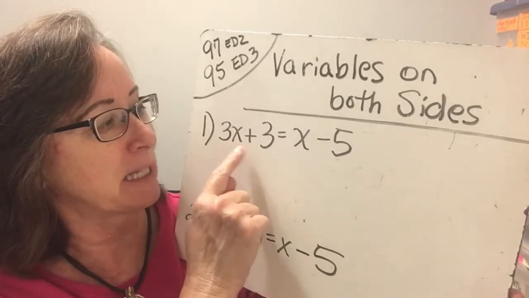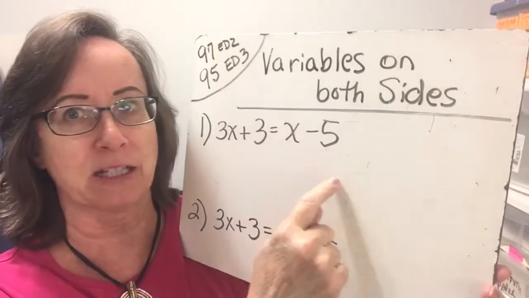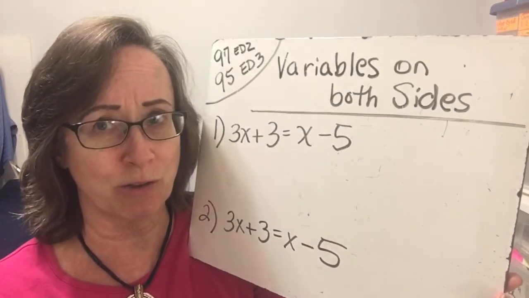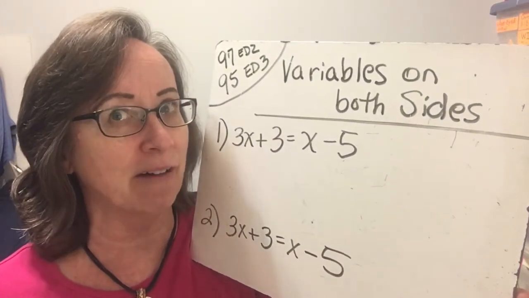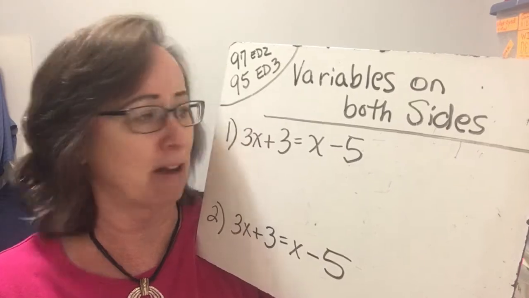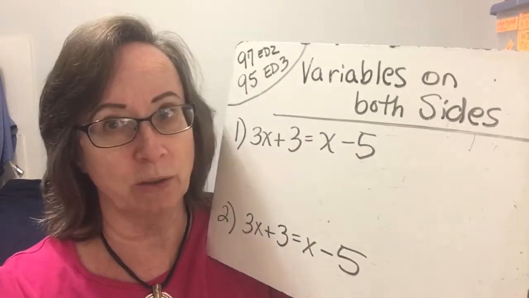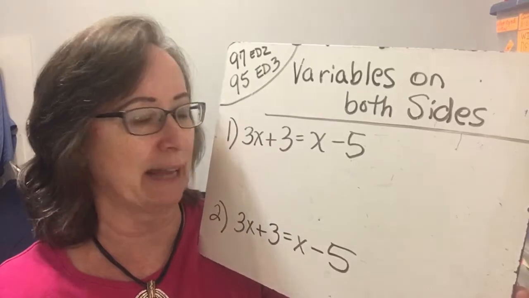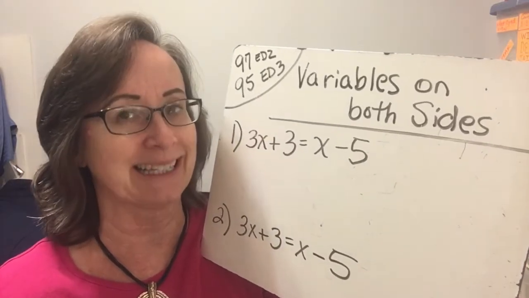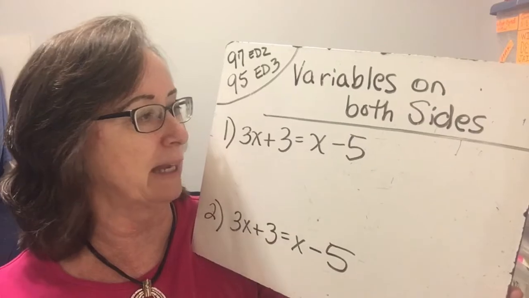We have 3x plus 3 equals x minus 5. And I'm supposed to try to get x by itself. And how can I get x by itself when it's here and here? It's hard. So what we're going to do is get the x on one side. That's going to be our first step, is getting the x on one side.